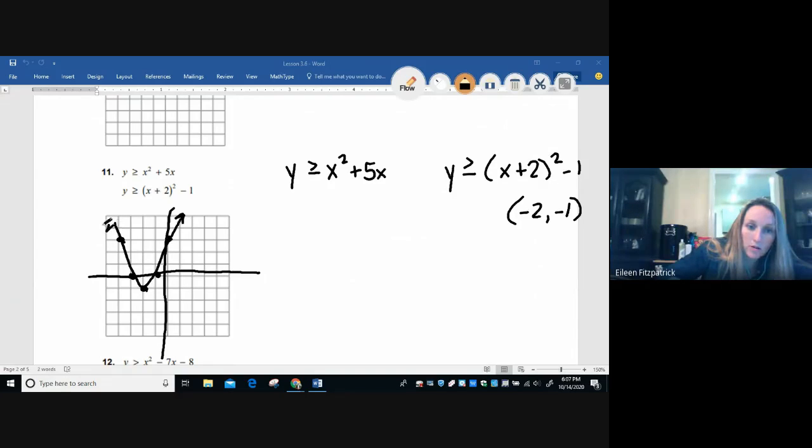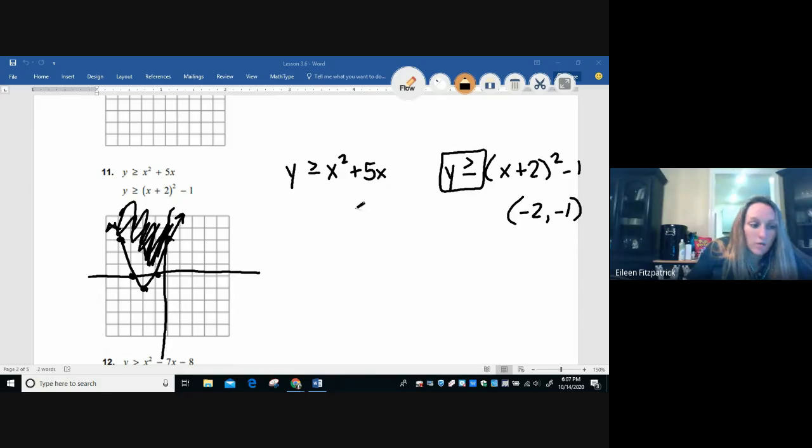You go to where the parabola hits the y-axis, which is right here. You read what the inequality says. It says y is greater. Where are the y values greater? They're greater up. All right, so you would shade inside the parabola here.